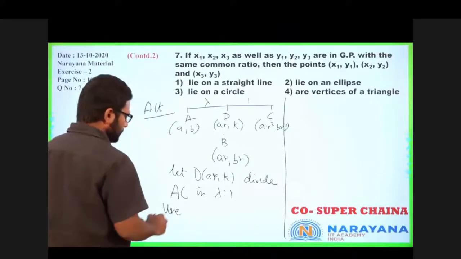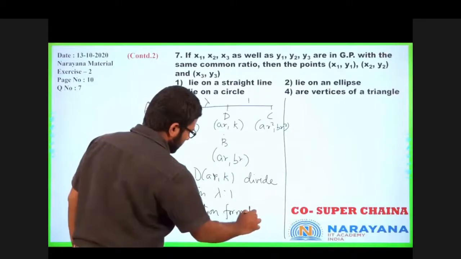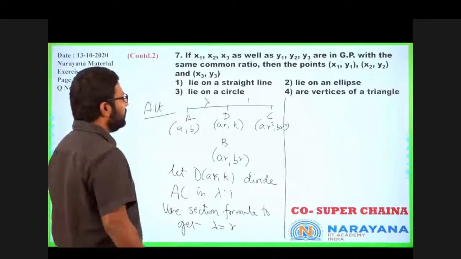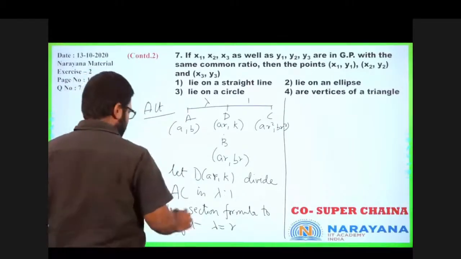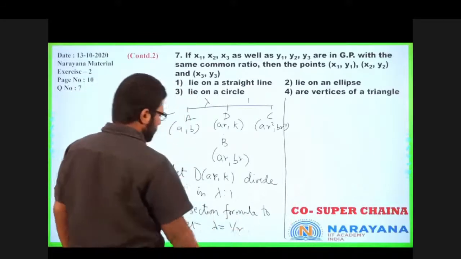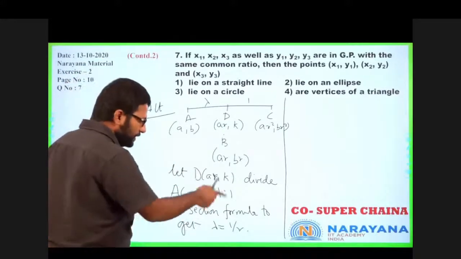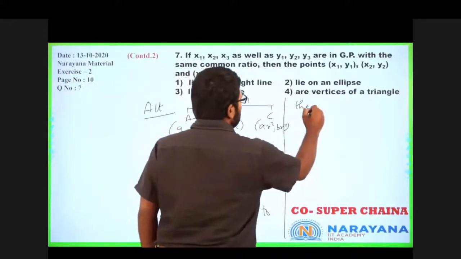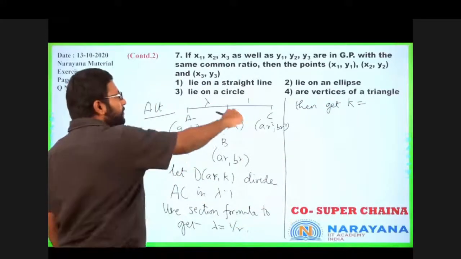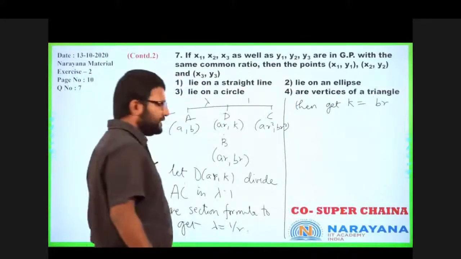Use section formula to get lambda equal to 1 by R. Lambda becomes 1 by R, and then using that, if you use lambda as 1 by R, then you figure out the coordinate of K, you will get K is equal to BR. Okay, this is something that you will have to do.